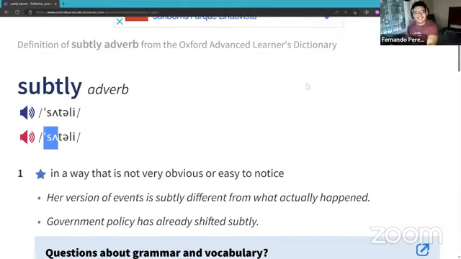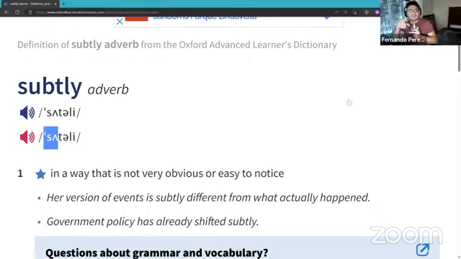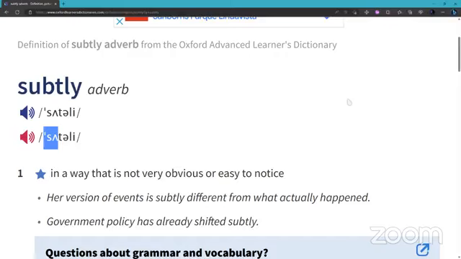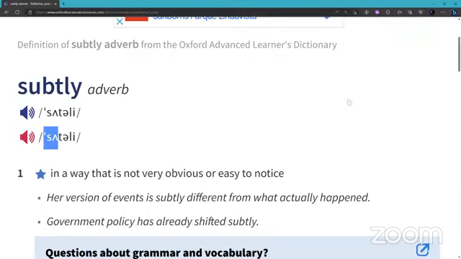Suddenly. Okay. That's right. Take a note. So what is "subtly"? In a way that is not very obvious or easy to notice. Which comes from the adjective "subtle." You know the adjective "subtle," right?